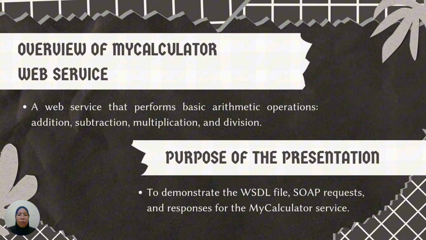Next is the overview of my calculator web service. For the overview, it is a web service that performs basic arithmetic operations, which are addition, subtraction, multiplication, and division. The purpose of the presentation is to demonstrate the WSDL file, SOAP request, and responses for my calculator service.